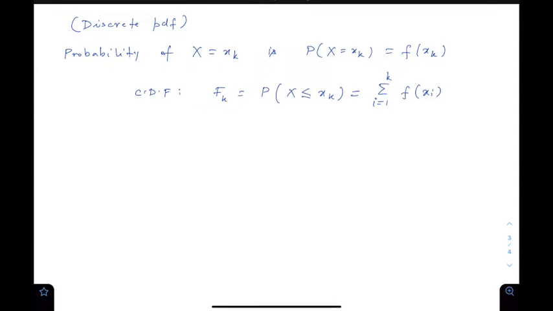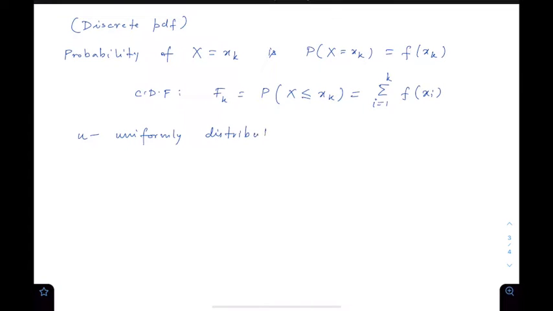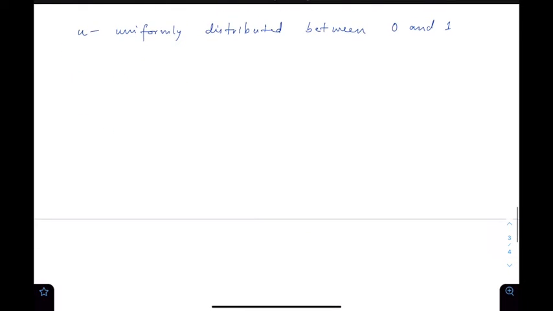Now taking u to be uniformly distributed between 0 and 1, the probability F_(k minus 1) less than u less than F_k is the integral from F_(k minus 1) to F_k of du, which is just F_k minus F_(k minus 1), given as small f of x_k.